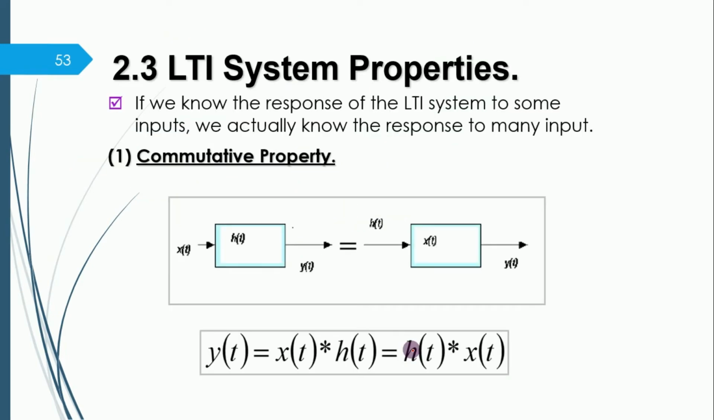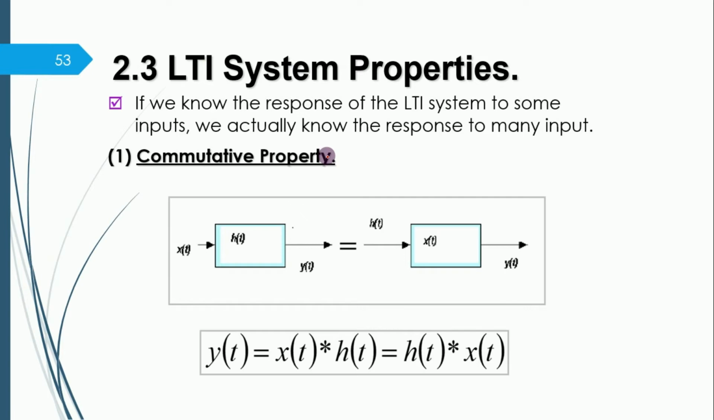Let me go to the next one, that is LTI system properties or interconnections of LTI systems. Here we have three very important properties to be studied regarding LTI systems. We know the response of the LTI system to some inputs. We actually know the response to many inputs. For example, commutative property, associative property, and distributive property. These three properties hold good for LTI systems. That is what we want to test and analyze here. So we are starting with the commutative property.